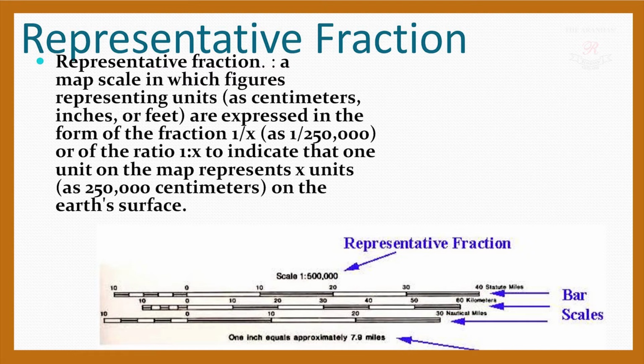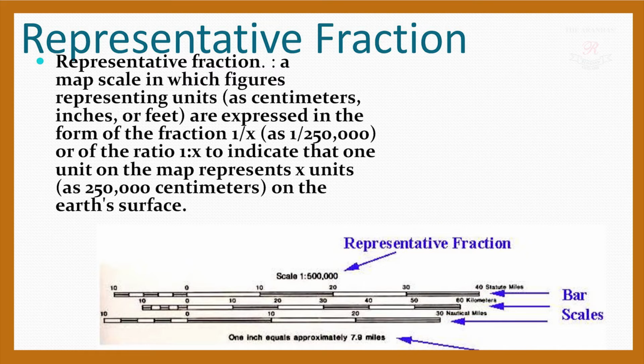Okay, that means the fraction which we are using, 1 upon or 2 upon or 3 upon. So it would be used as a fraction like 1 upon 25, or the ratio of 1 is to x, to indicate that 1 unit on the map represents x units, as centimeters, on the earth surface. I will explain it again, it is a little bit difficult to understand. Let me clear it again. See, here you can see the scale 1 is to this. This is the representative fraction. This is the statement of equivalency.